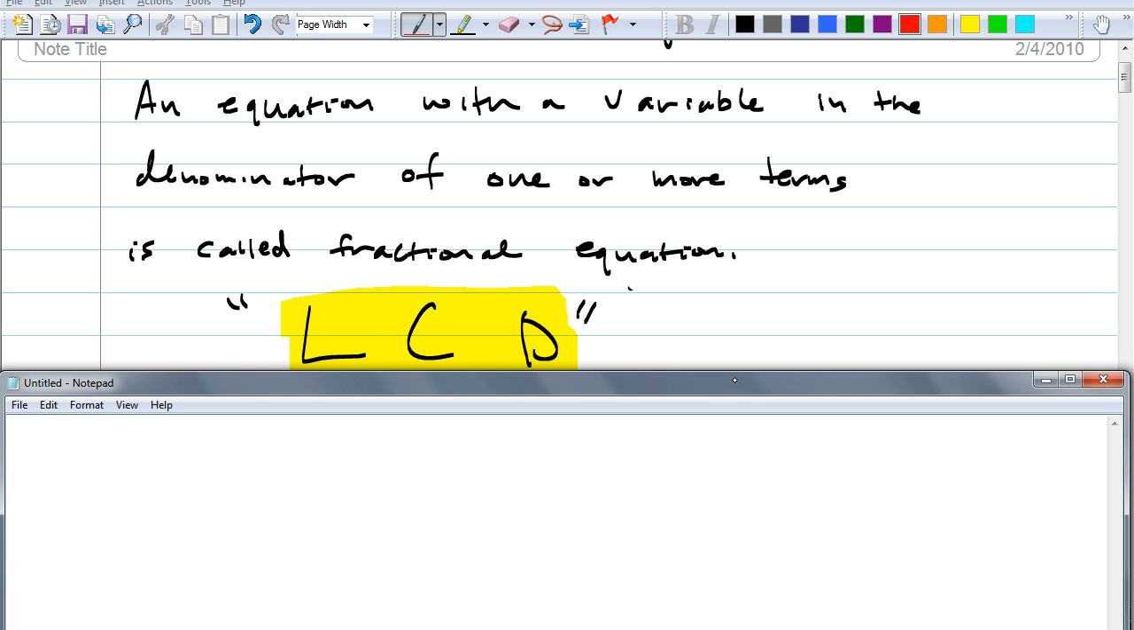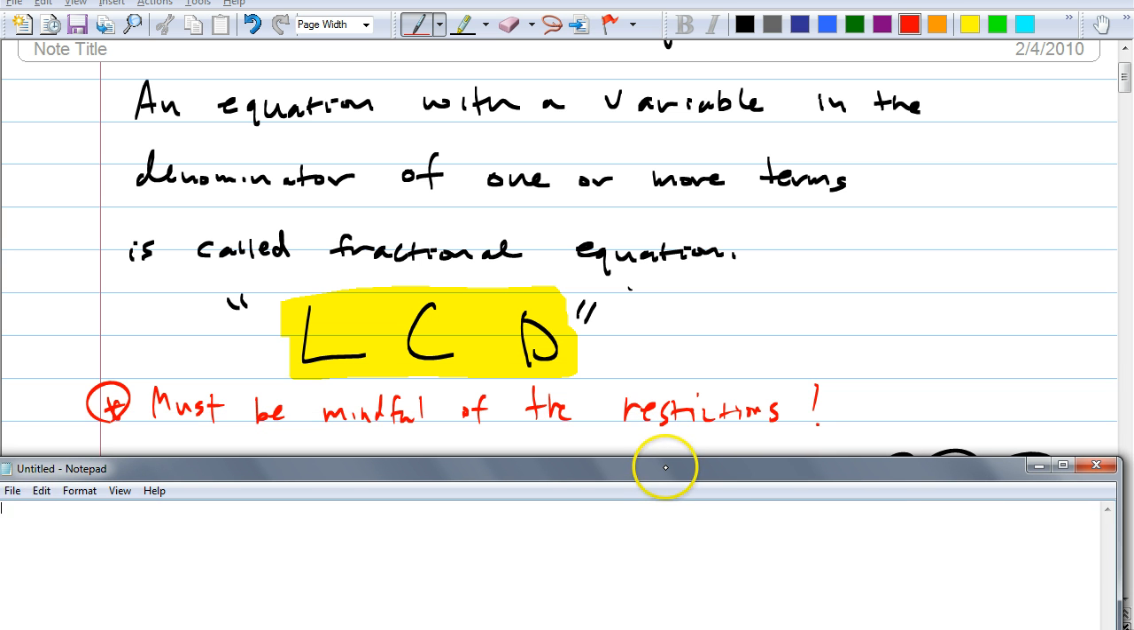And a lot of you, Vanya, restrictions. That's what happens, right? Whenever you have variables in the denominators, the values of those variables could make the denominator go to 0. Do you want 0 in the denominators? No. So write this down. You must be mindful of restrictions. So whenever you have equations with variables in the denominators, you must be mindful of these restrictions. And we'll talk about what this means as we do some problems.